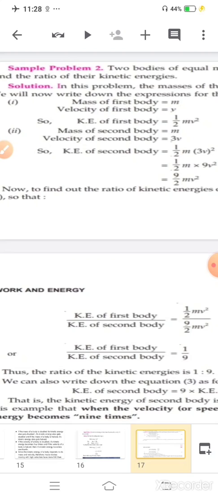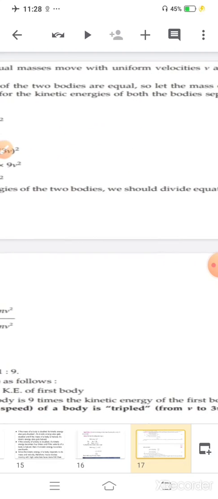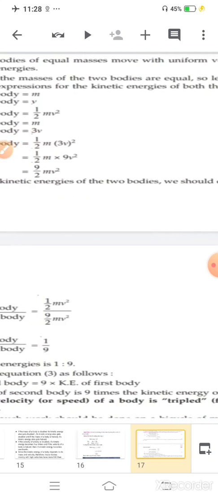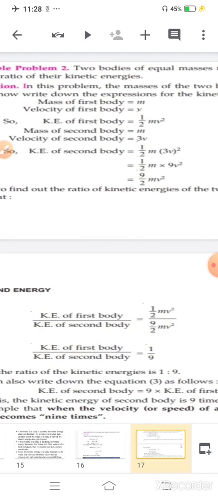Two bodies of equal masses move with a uniform velocity v and 3v respectively. Find the ratio of their kinetic energy. Clear? So in this problem, basically the mass of two bodies are equal. So let the mass of each body be m.